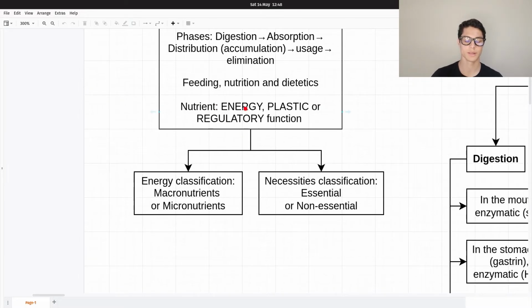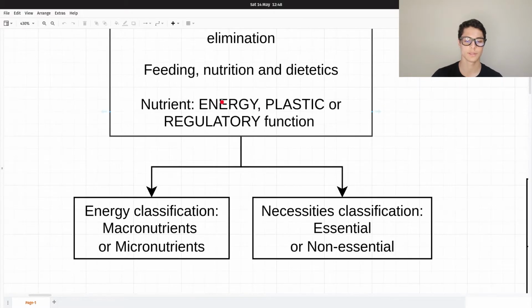So a nutrient is everything we ingest that has energy, plastic, or regulatory function. Everything that has energy is a nutrient. Everything that gives us plastic function is a nutrient. And everything that regulates something in our body is a nutrient.